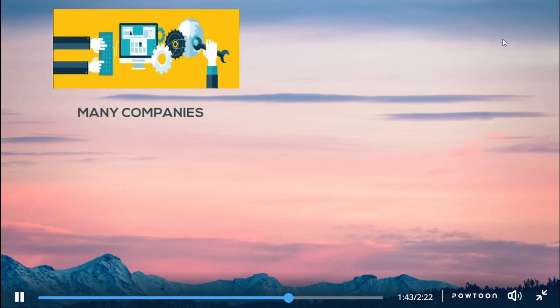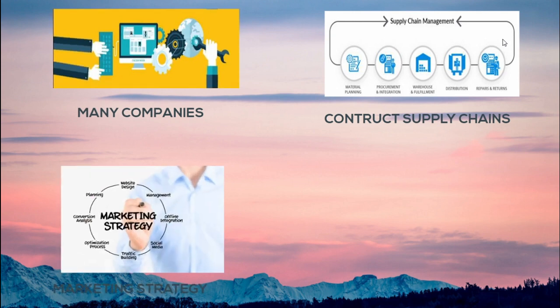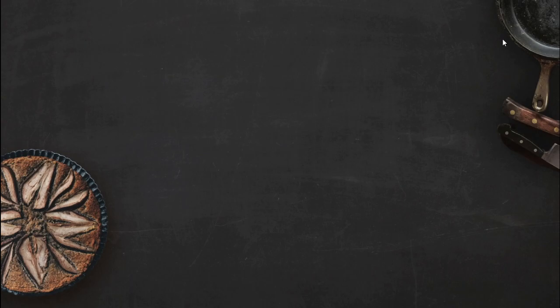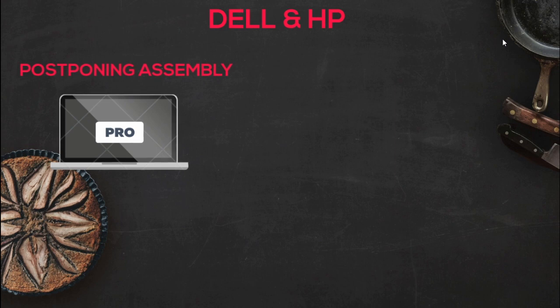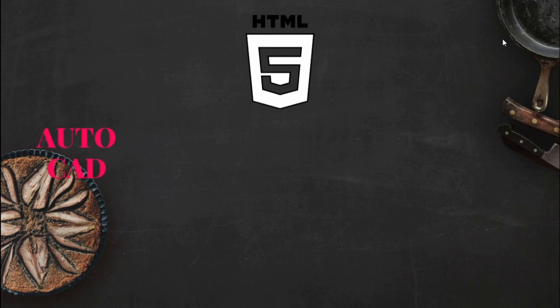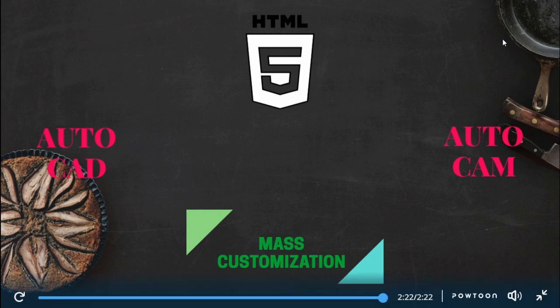Many companies are now seeking to construct supply chains to enable them to support a marketing strategy of mass customization. Example, Dell and Hewlett-Packard strategy. Often this can be achieved by postponing the final configuration or assembly of the product until the actual customer requirement is known. In other cases, high technology in the form of computer-aided design / computer-aided manufacturing, CAD/CAM, can provide the means for this mass customization.